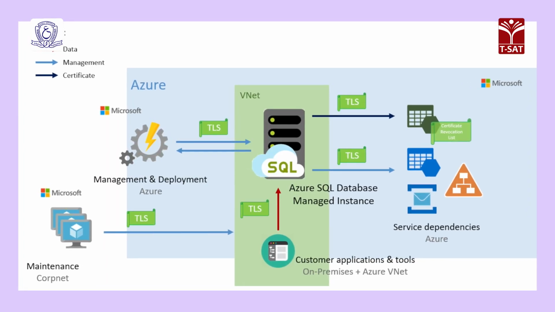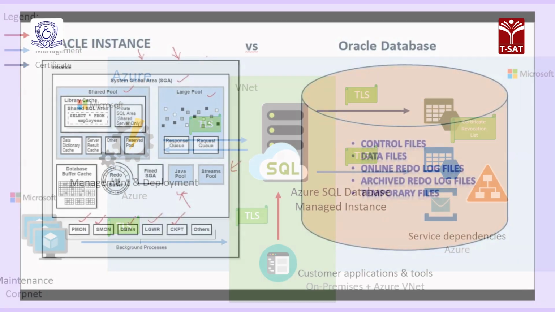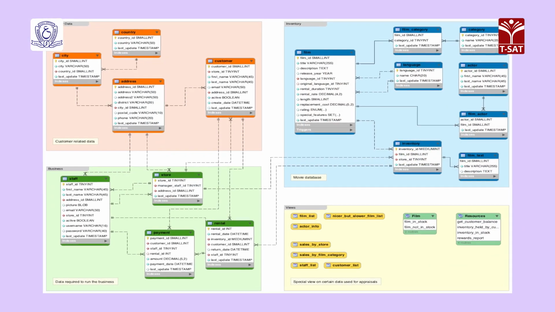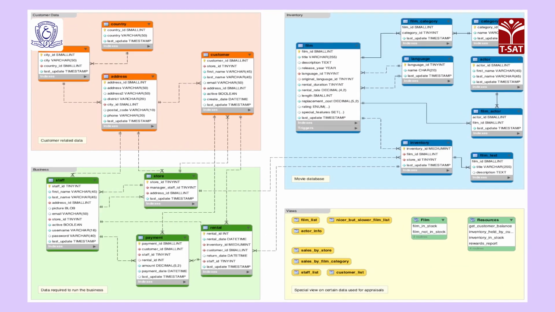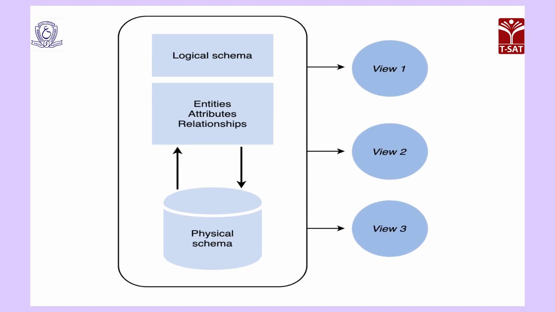Instances and schemas. Databases change over time as information is inserted and deleted. The collection of information stored in the database at a particular moment is called an instance of the database. The overall design of the database is called the database schema. Schemas are changed infrequently, if at all.